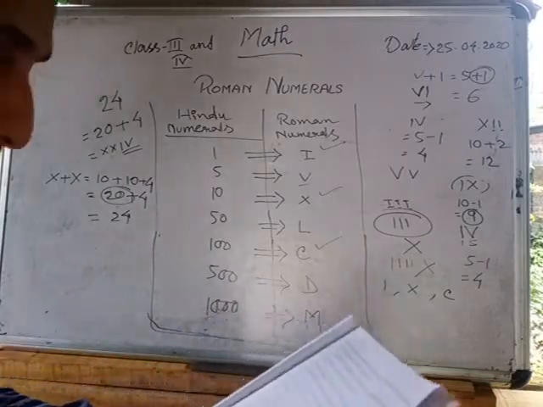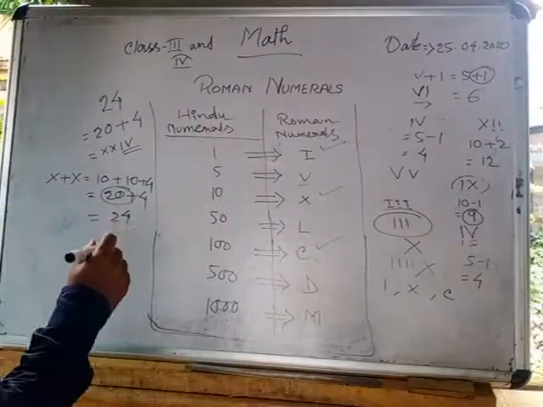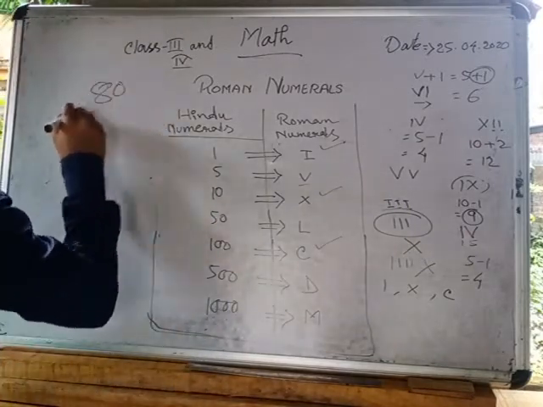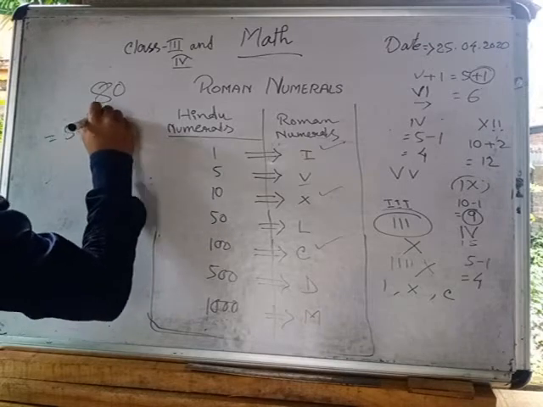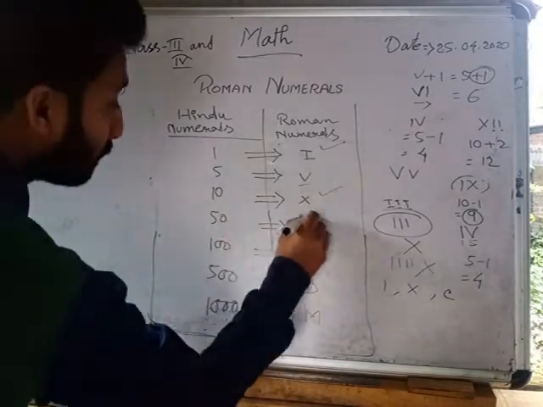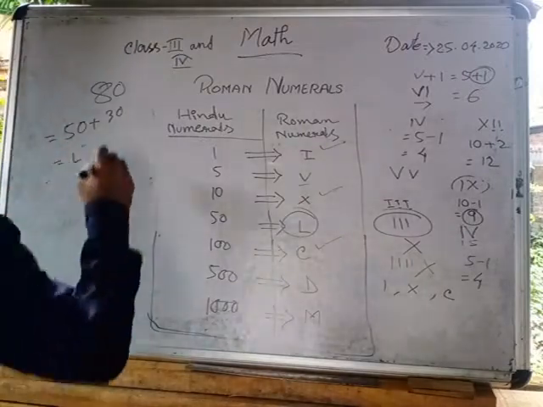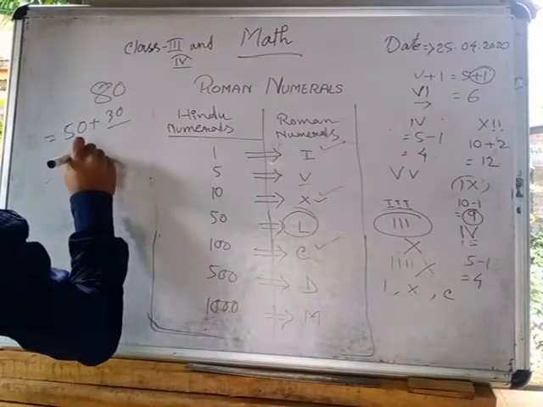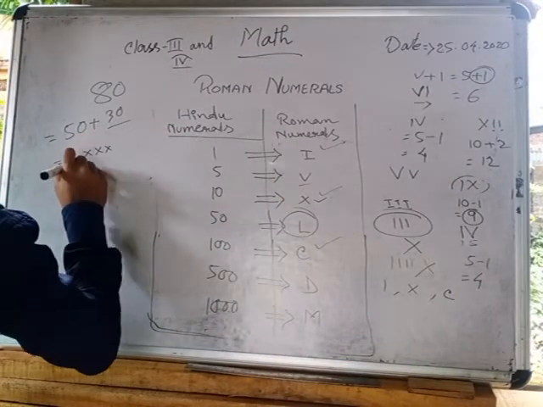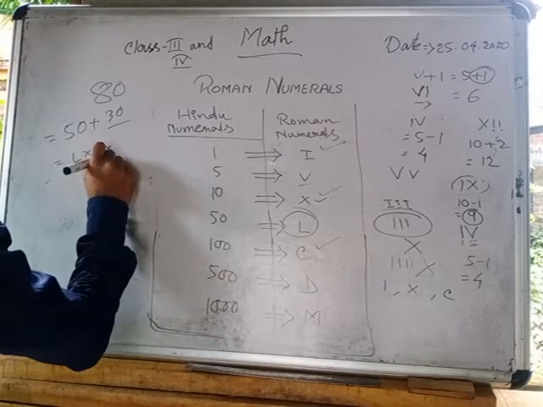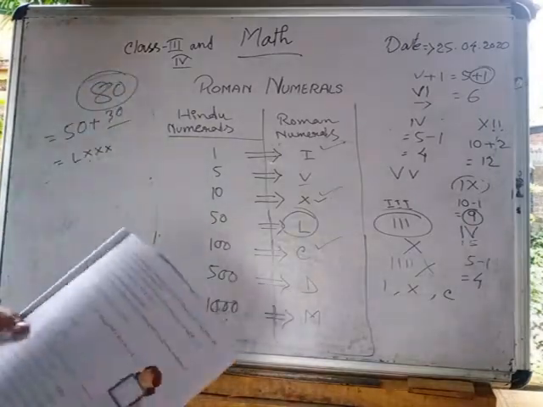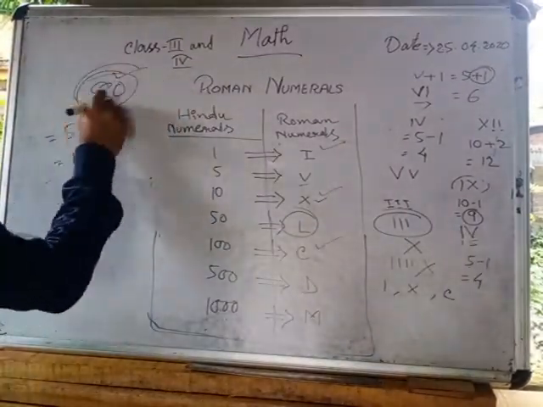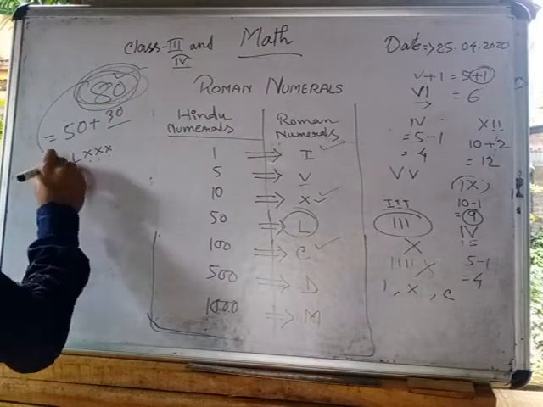Do you understand? Yes. Suppose we write 80: that means 50 plus 30. 50 means L, so we write L first. 30 means three tens, so we write X three times. 50 plus 10 is 60, 70, 80. This is 80. That is converting from Hindu numerals to Roman numerals.